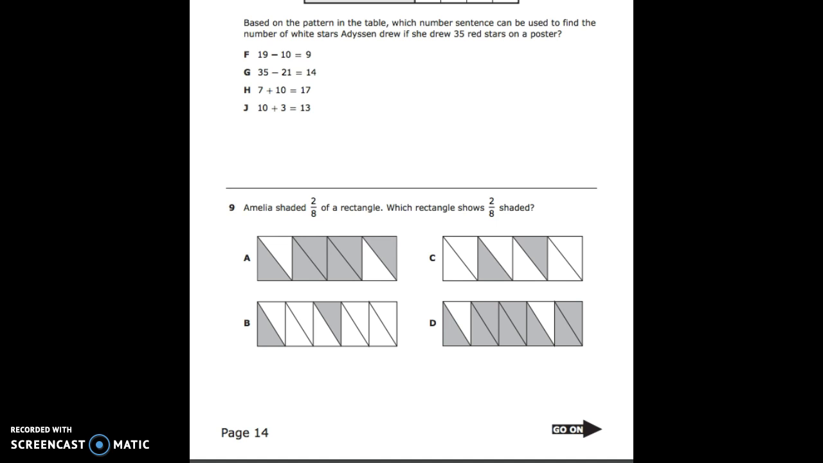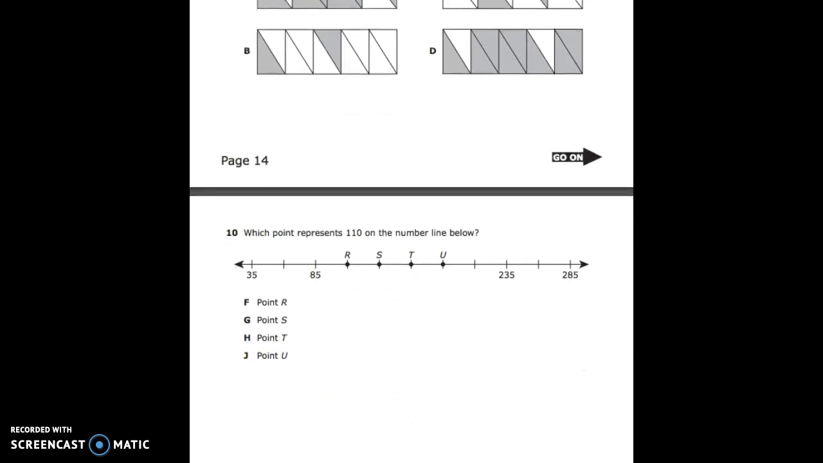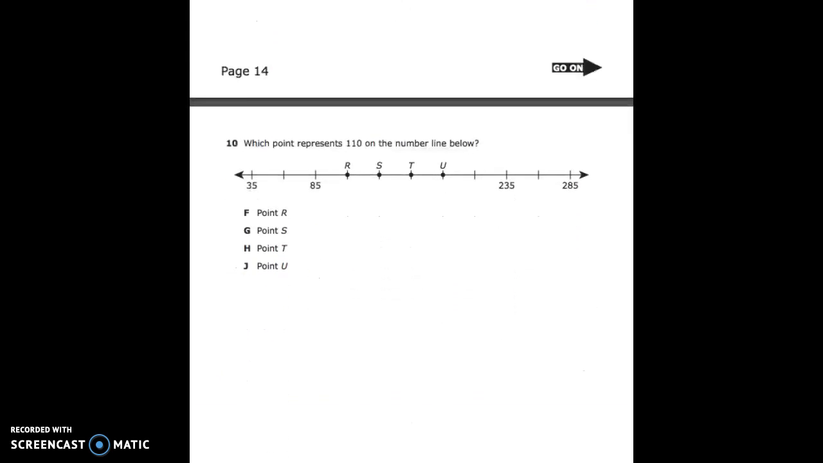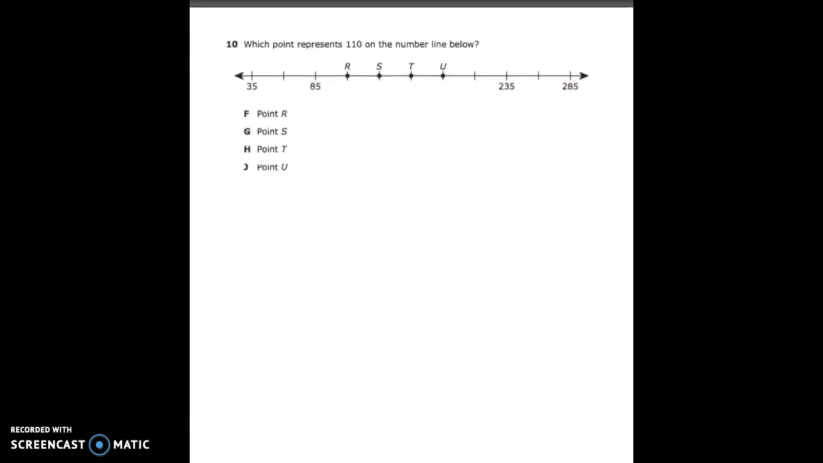Okay, number 10. This is now on page 15. Which point represents 110 on the number line below? F, point R. G, point S. H, point T. Or J, point U?